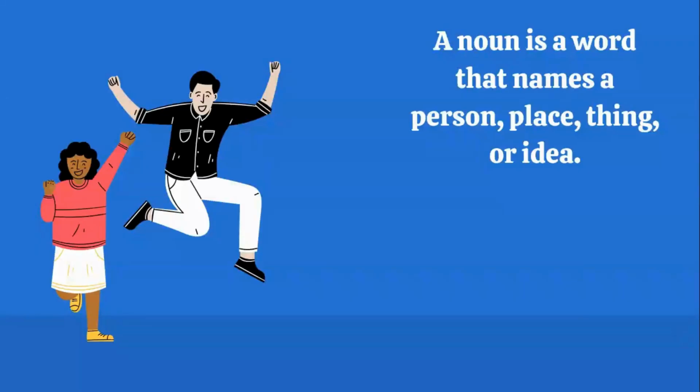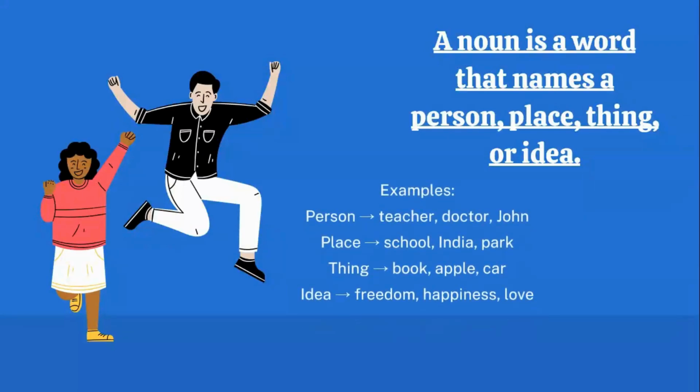So what is a noun? A noun is a word that names a person, a place, a thing, or an idea. So that is all the noun is about. Suppose there is a name of a person or a name of a place or a thing or anything about an idea. So now let's learn about nouns through an example.